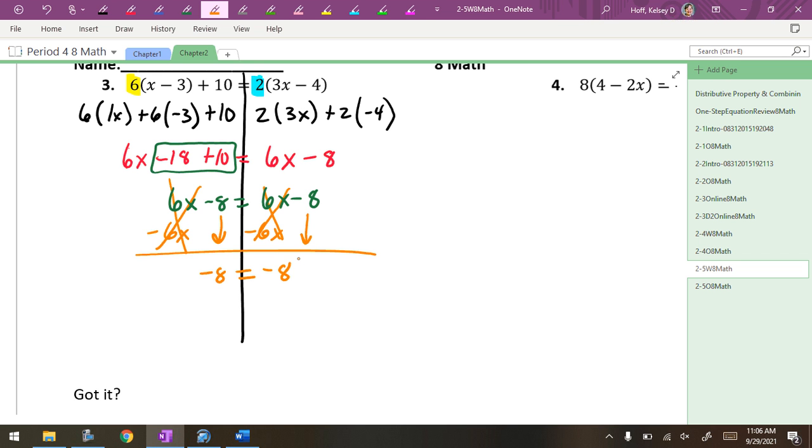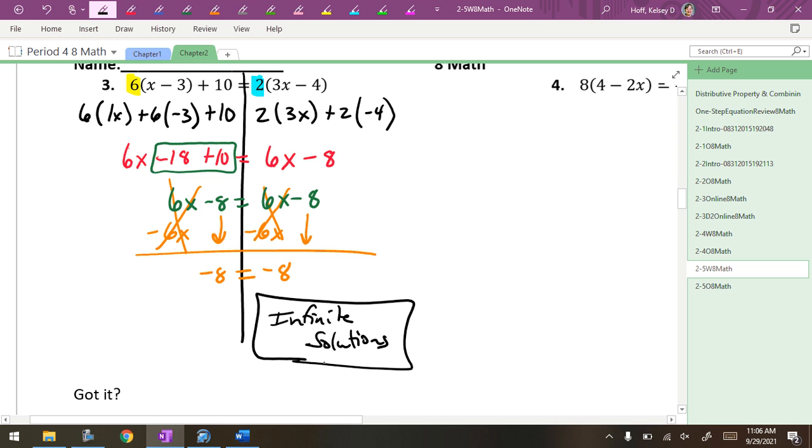Does negative 8 equal negative 8? Are those the same number? Yes. The answer to this problem is infinite solutions. Infinite solutions, which means there are an unlimited number of answers. Any number you pick, if you plugged it in for x on the left and you plugged it in for x on the right, every single time you would get the same number. Whether it's 3/2, -5, 972, whatever number it is, it's going to work.